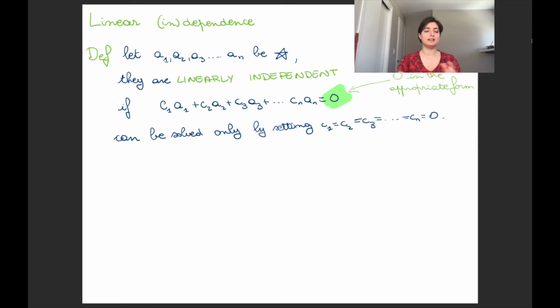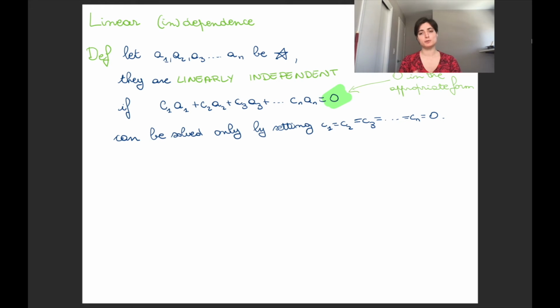Let's look a little bit at linear dependence or linear independence. The very general definition of linearly independent elements is that you look at A1, A2, A3 down to An, all the same type of elements, and we call them linearly independent if C1 times A1 plus C2 times A2 plus C3 times A3 plus Cn times An is equal to 0 only if you're setting C1, C2, C3 down to Cn all equal to 0. Notice how 0 in this case has to have the appropriate form.